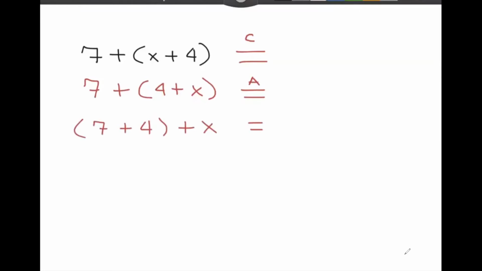All right, and then finally, this is not using a property. This is just adding 7 plus 4, which is 11. The simplified form of this expression is 11 plus x.